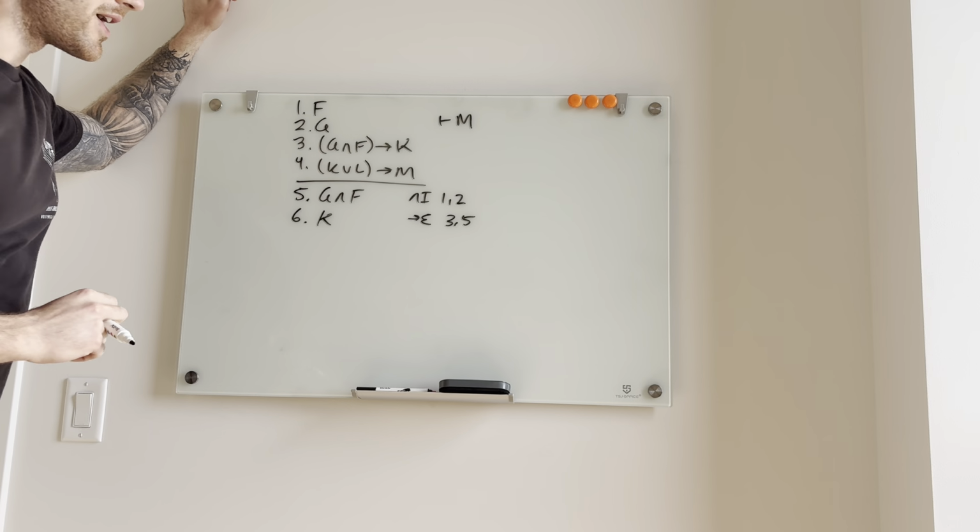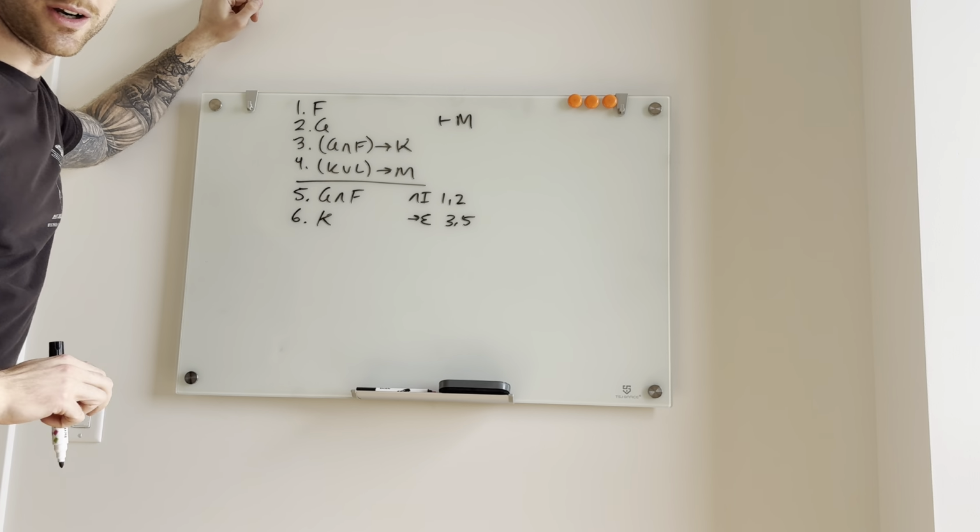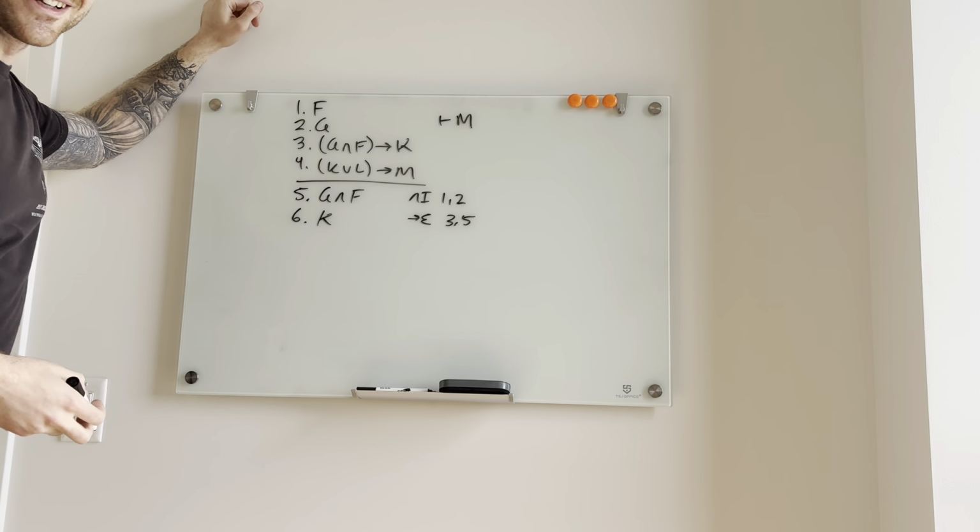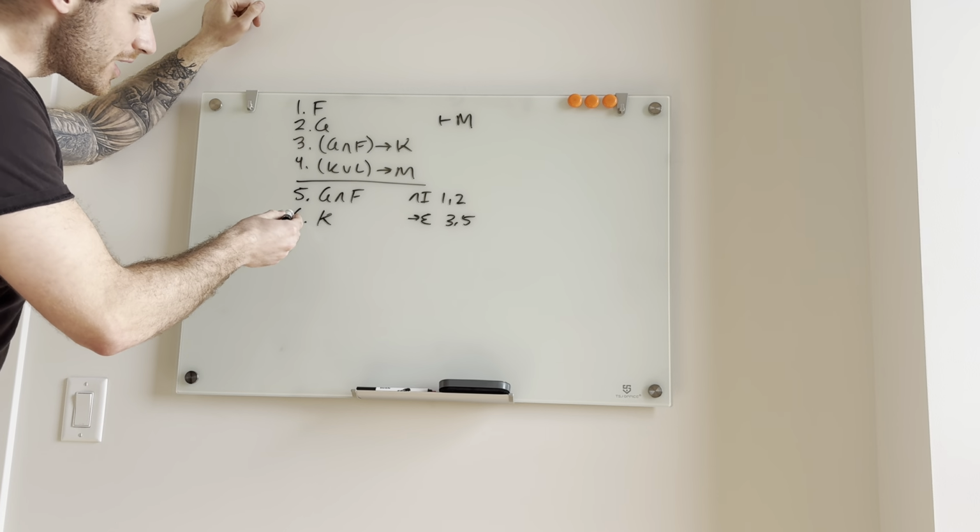Now how are we going to get to M? We got line 4, right? That gives us a connection to M, and we have K written down.